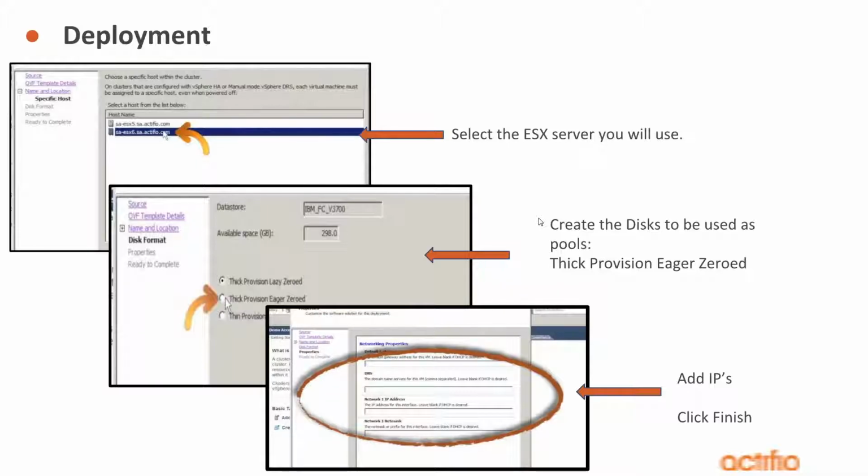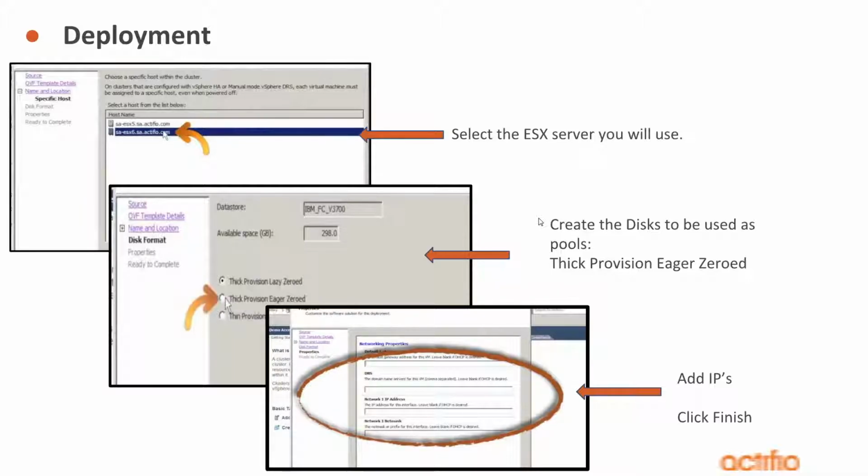We need to be isolated. You don't want a random user to start writing their PowerPoint data into your dedupe pool. The absolute last thing you want. So make sure they're thick provision, eager zero. That will make sure that they don't grow. It also helps keep them isolated.